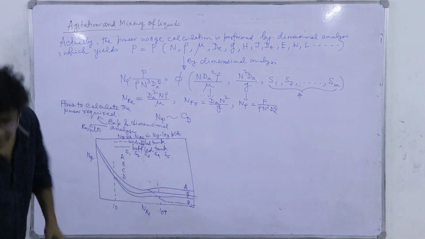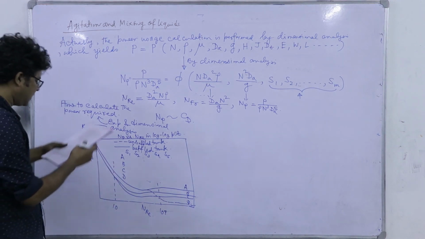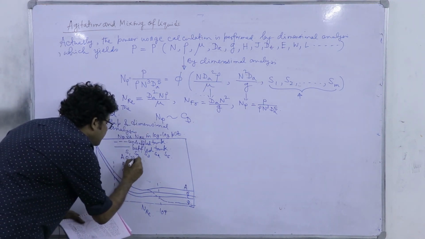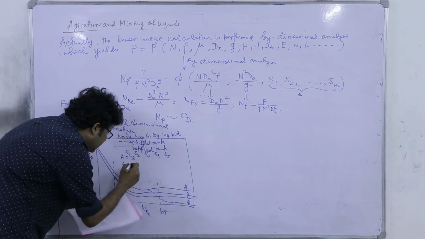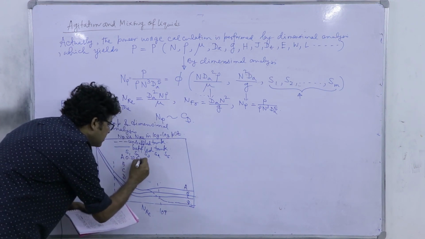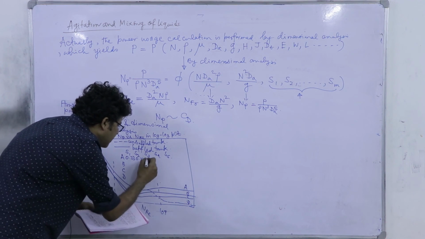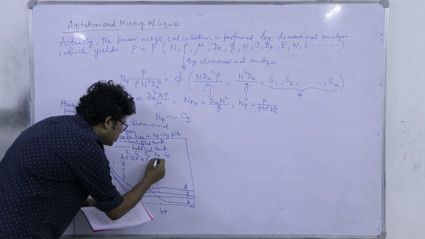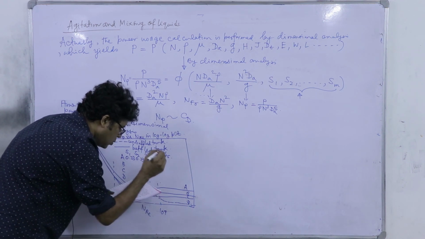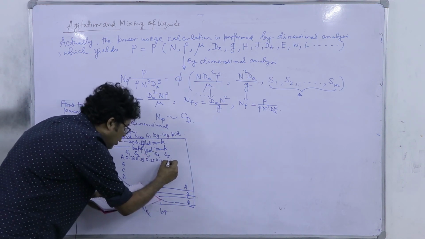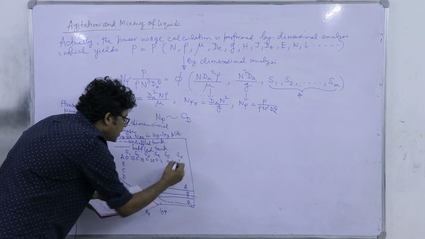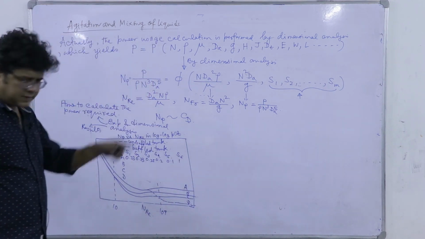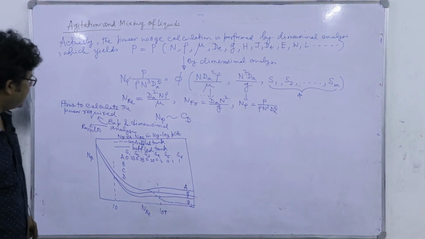Just for the set A, this is given in the handout: 0.33, then 0.33 here also, this is 0.25, then 0.2, 0.1 and S6 is 1. So these are the values for which we get these curves.